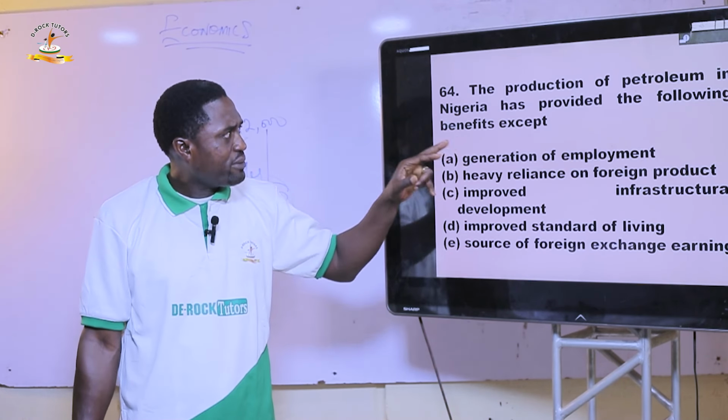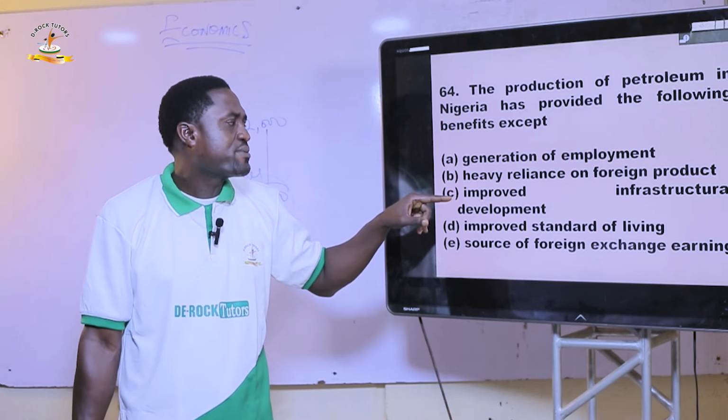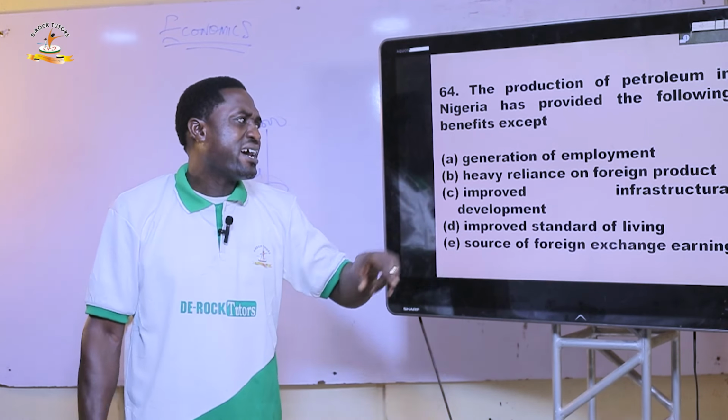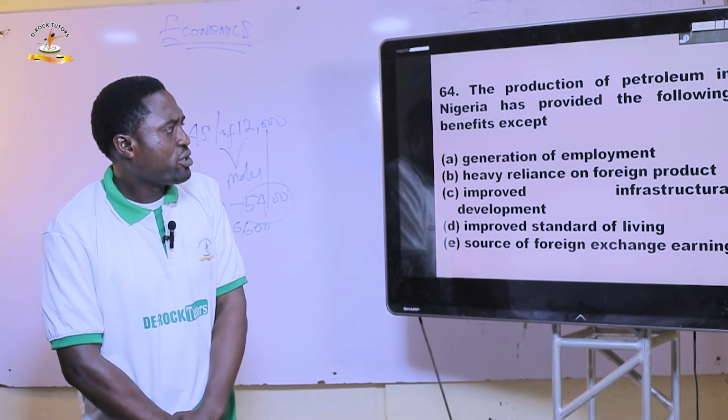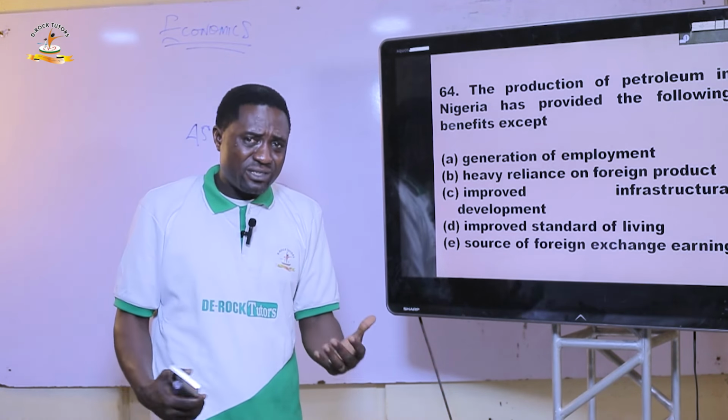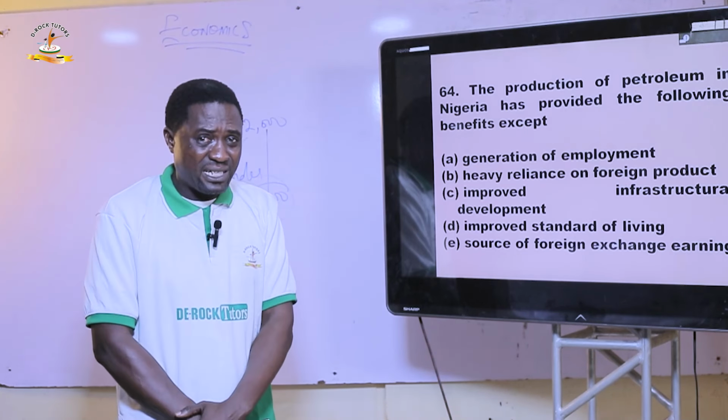So the production of petroleum in Nigeria has provided the following benefits, except B is the answer: reliance on foreign products. Because reliance on foreign products is not a benefit, it's a major disadvantage.